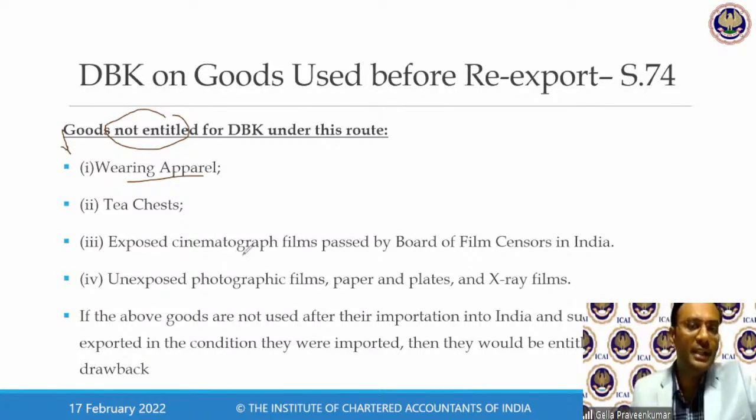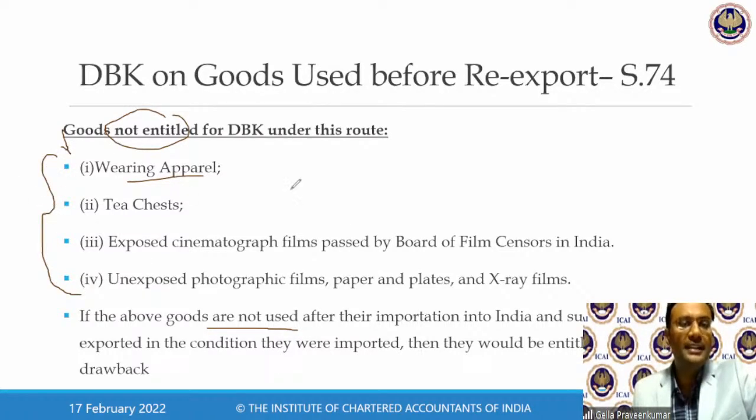Exposed cinematographic film. Unexposed photographic film. If the above goods are not used after their importation into India and are subsequently re-exported, then they are entitled to 98% drawback. So the Government of India says, look, in these 4 cases, if they are used, I don't give a drawback. If those are imported and exported as they are, without being put to use, then they are entitled to 98% drawback.